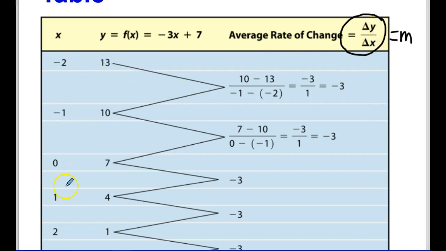So here if I plug these x values into my equation, I will get these y values. So now I can find my slope. I see my change in x is I go up 1 and my change in y is I go down 3. So my slope, or my average rate of change, is negative 3. Then I look between these 2 points, and it's also negative 3. And between these 2 points, it's also negative 3.